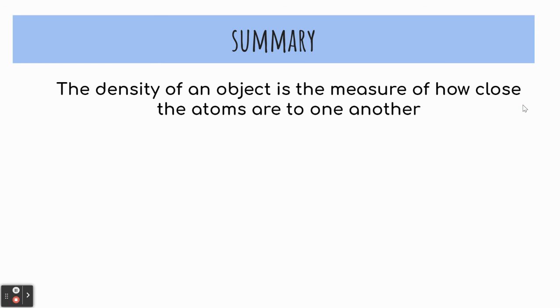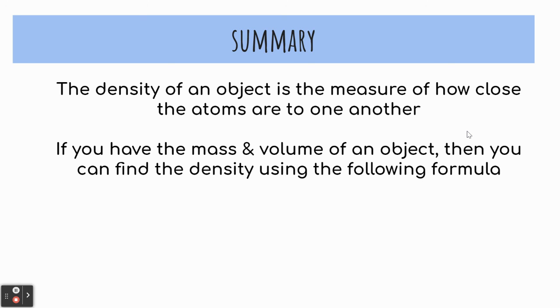All right, in summary, the density of an object is the measure of how close the atoms are to one another. If you have the mass and volume of an object, then you can find the density using the following formula, which remember is D equals M over V, or density equals mass divided by volume.